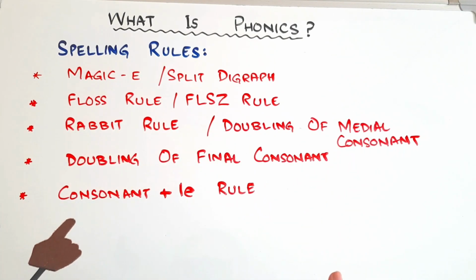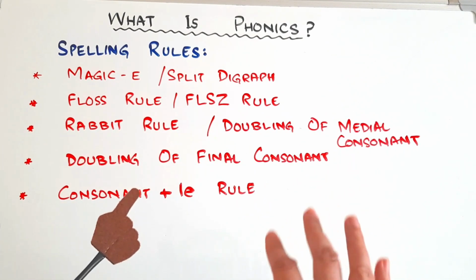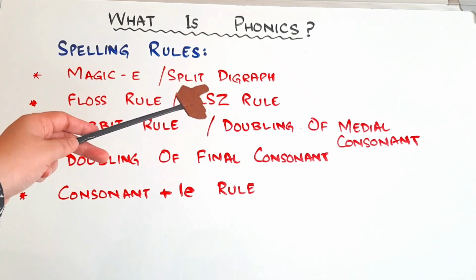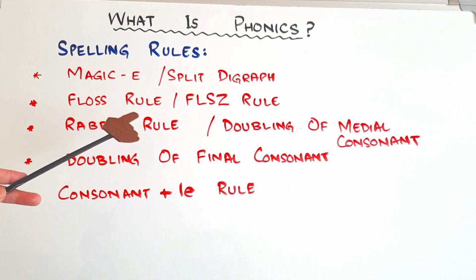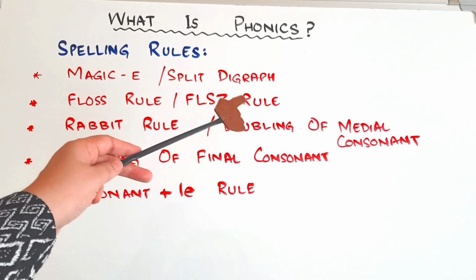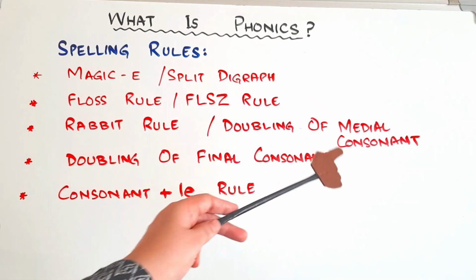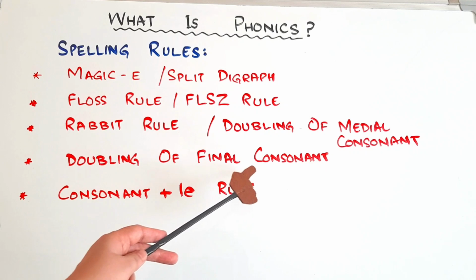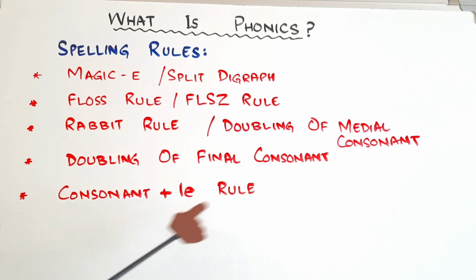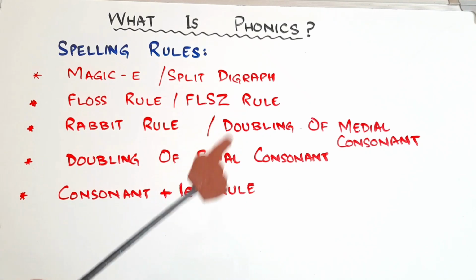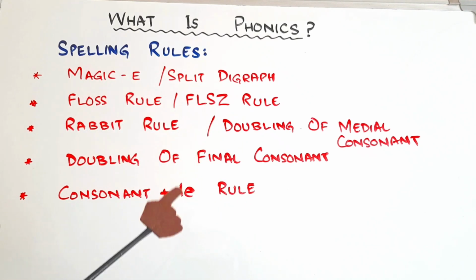So here I have listed a few rules that you should introduce in early classes, like magic key rule or the split digraph, Floss Rule, also known as FLSZ rule, rabbit rule, or simply the doubling of medial consonant, then doubling of the final consonant, and consonant plus LE rule. If you want to learn these rules and how to teach these rules to kids, the video links are in the description box. You can just go there and check them.